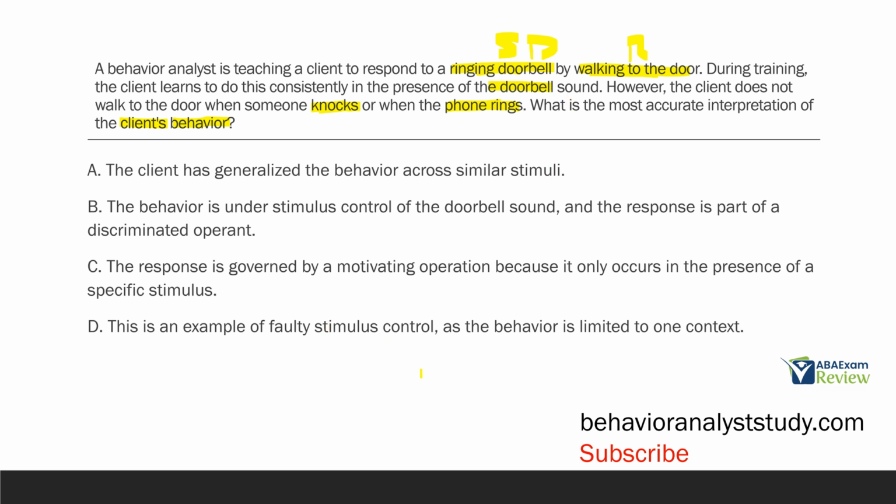And then D, this is an example of faulty stimulus control, as the behavior is limited to one context. Well, if a behavior is limited to a single stimulus or context, that isn't faulty. Faulty stimulus control might occur if behavior comes under the control of the wrong stimulus. So in this case, what is the most accurate interpretation of the client's behavior? It's B. The behavior is under stimulus control of the doorbell sound, and the response is part of a discriminated operant. All in all, not a very challenging question, but one that took a little more time to get through.